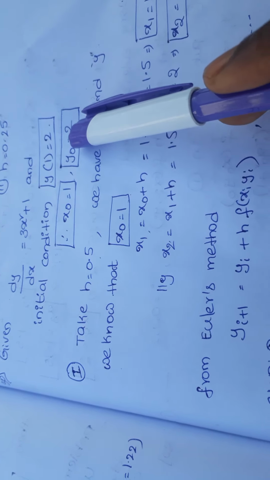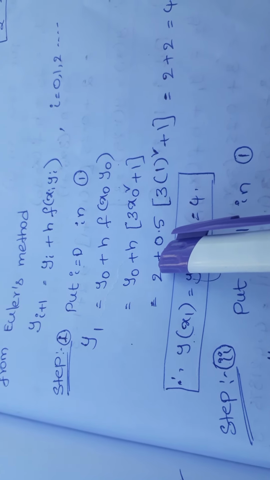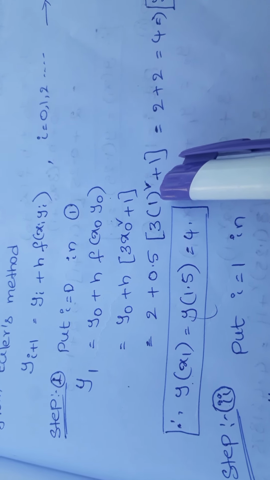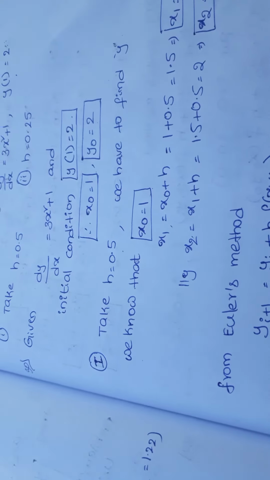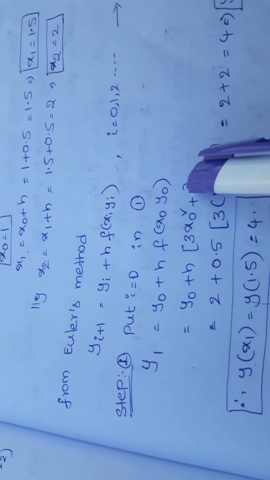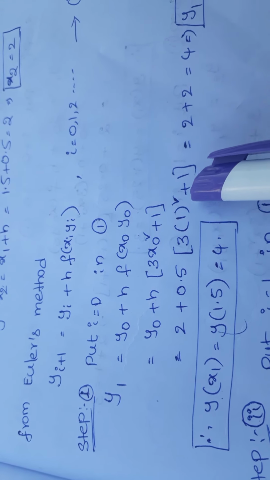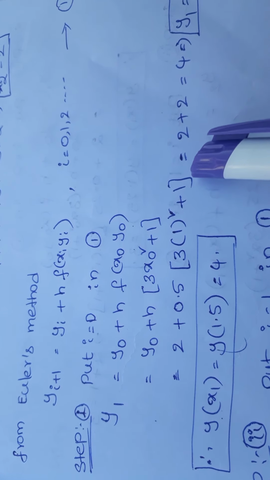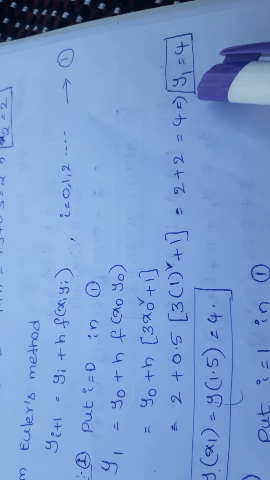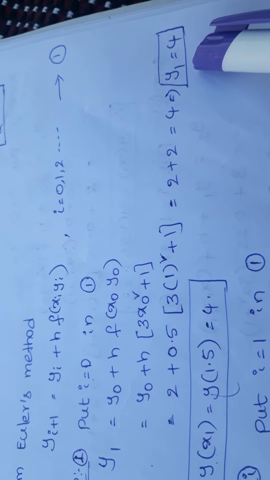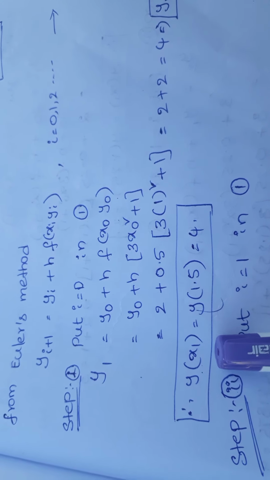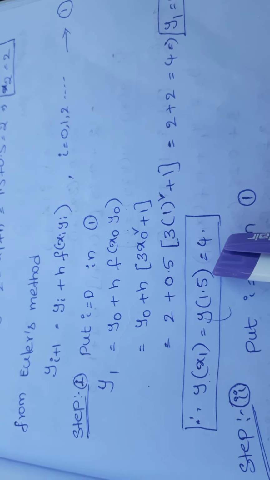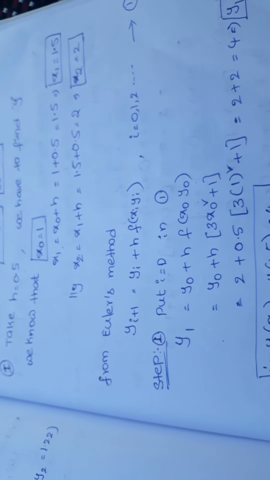from the initial condition. 2 plus h value 0.5, 3 into x0 value 1. So 2 plus 0.5 into 3 into 1 square plus 1, that is 2 plus 2, which is equal to 4. That is y1 value 4. y of x1, y1 means y of x1, right? y of x1, y of 1.5, which is equal to 4.